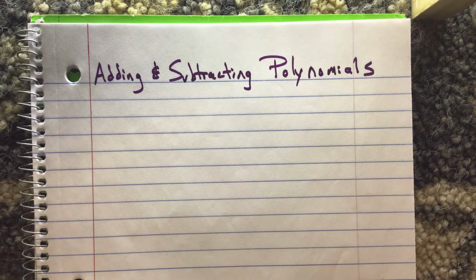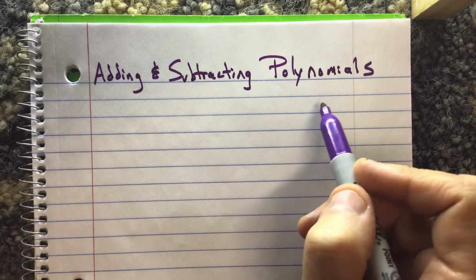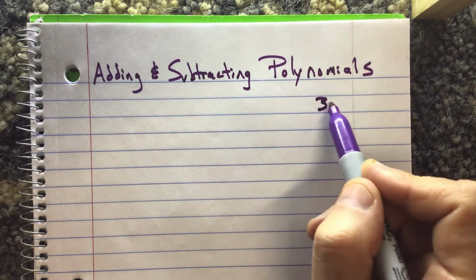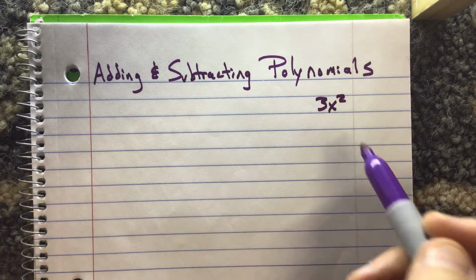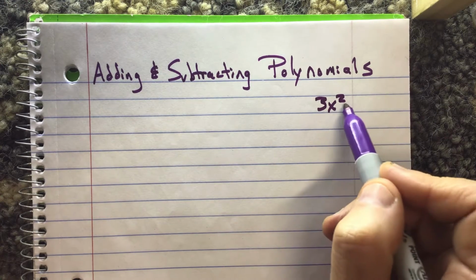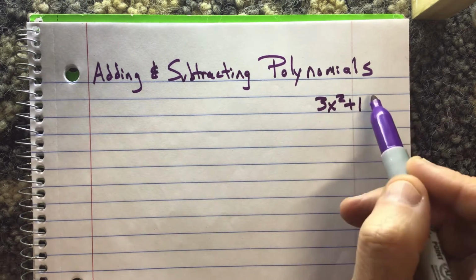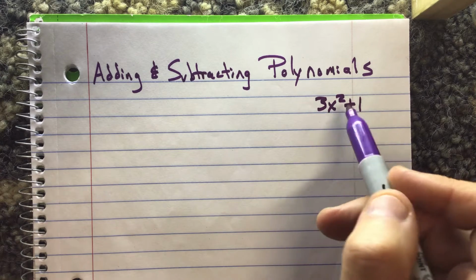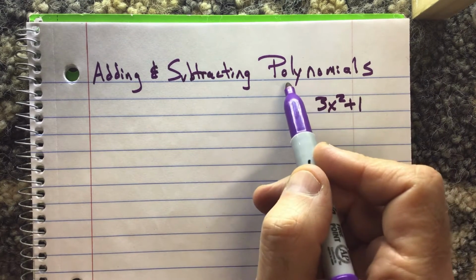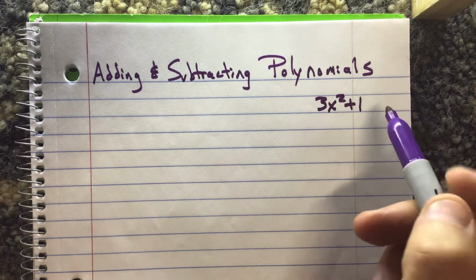Adding and subtracting polynomials. A monomial is something like 3x squared. That's a mono, meaning one term. A binomial would be like 3x squared plus 1. And this could be called a polynomial because poly just means many. So many terms. It could be a binomial or a trinomial.